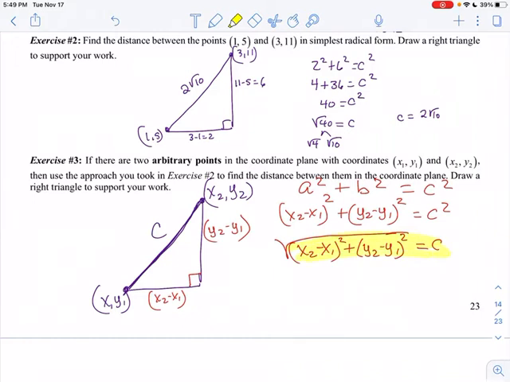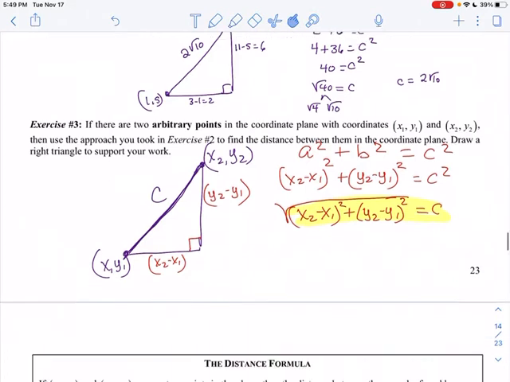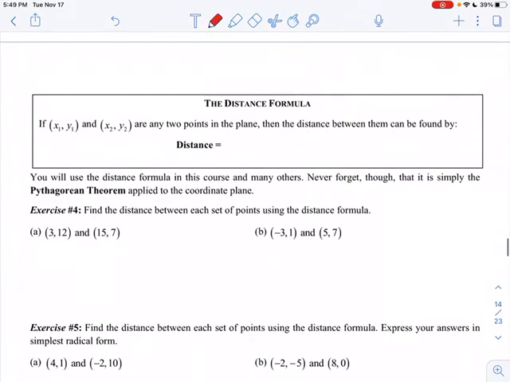And that's the formula I'm going to use in order to find the length between 2 points. And I don't have to draw it out on a graph, and I don't have to draw right triangles all the time. So distance formula, here it is again. It's the square root of x2 minus x1 squared plus y2 minus y1 squared. That is my distance formula. That's how I find the distance between any 2 points.